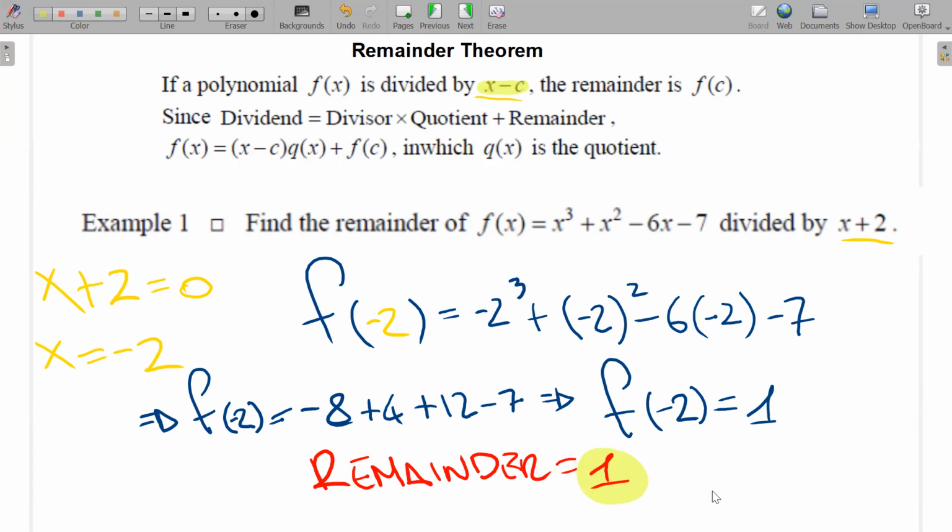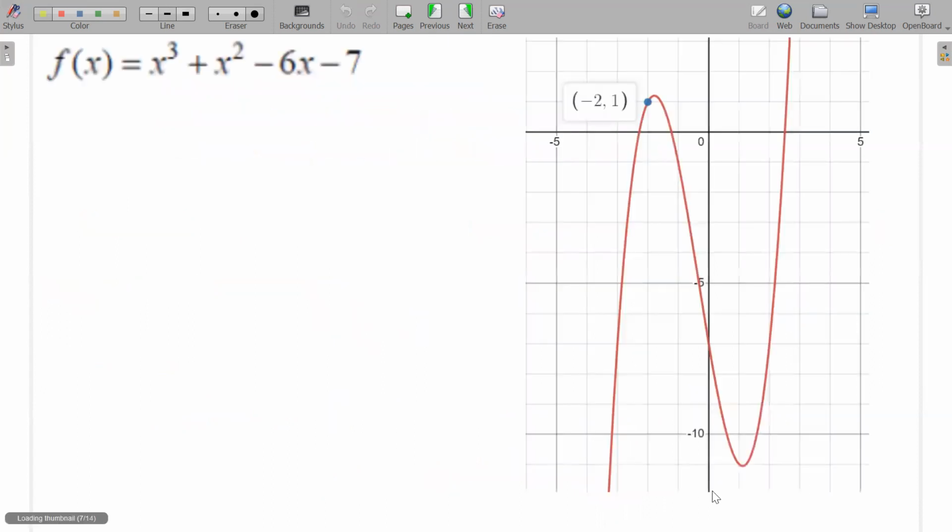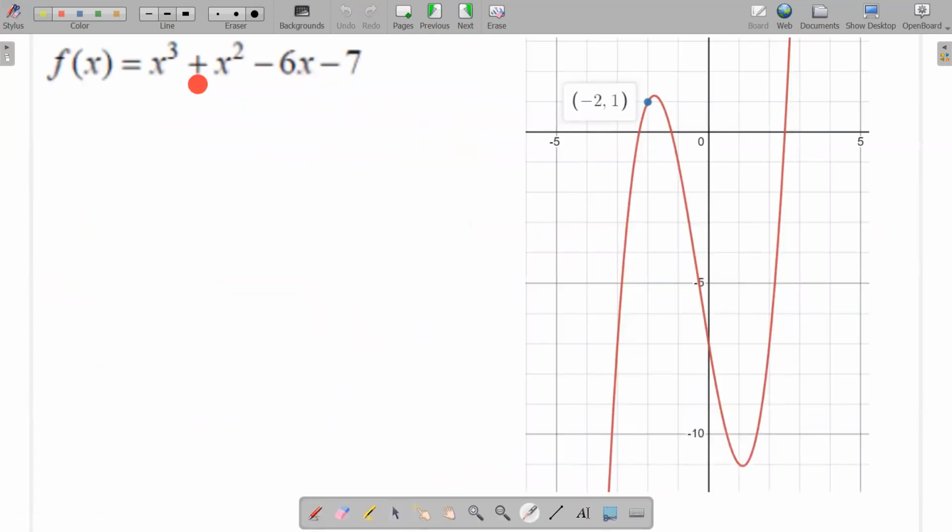However, I want to make something very clear. Here we're dealing with a function. Whenever we are dealing with a function, we will have a graph. In this case, we have a function with highest exponent to the power 3, so we will have this type of graph.